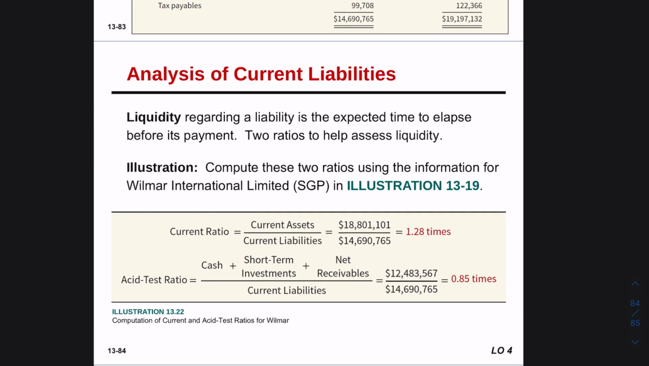And then sometimes we use some ratios for the current liability to see, do we have enough current assets? Can we settle our debts? So these are some ratios that the company would use for their analysis. For example, the current ratio, which is current assets divided by current liabilities, or the acid test ratio, which is cash plus short-term investments plus net receivables, all divided by current liabilities.